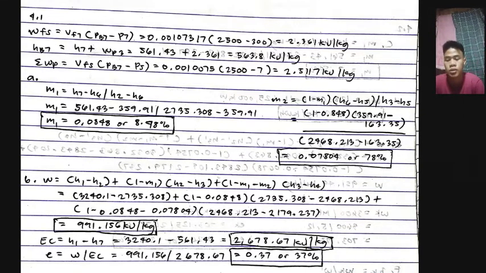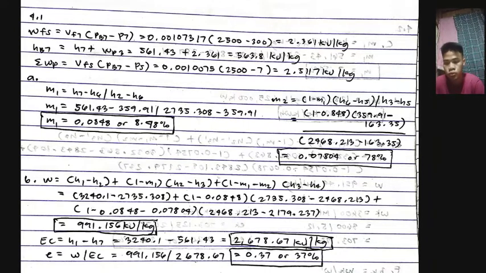M sub 1 equals 561.43 minus 359.91 over 2735.308 minus 359.91. By calculating it, M sub 1 equals 0.0848, or 8.48%.